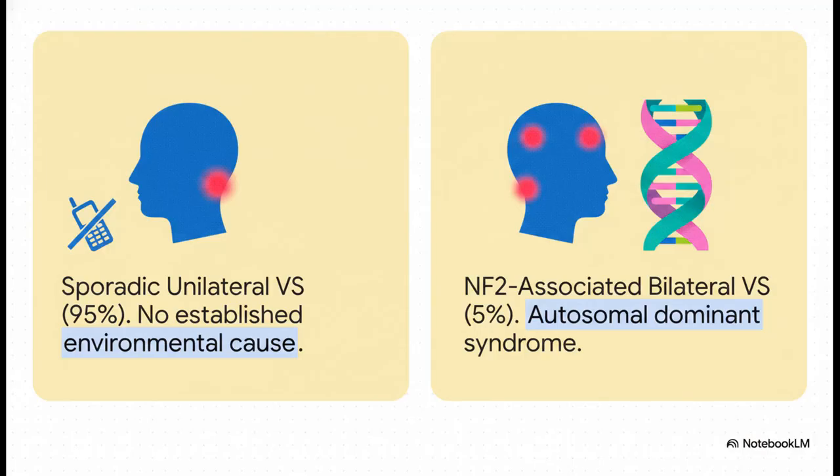Now, the crucial point here is distinguishing between two very distinct clinical presentations. Sporadic, unilateral cases make up 95% of all patients. And get this, aside from prior low-dose radiation, which is literally the only confirmed modifiable risk factor, there's no established environmental cause. So much for those older mobile phone radiation theories, right? The remaining 5% are tied to neurofibromatosis type 2, which is an autosomal dominant syndrome carrying a massive risk of bilateral deafness and, frankly, behaves far more aggressively.